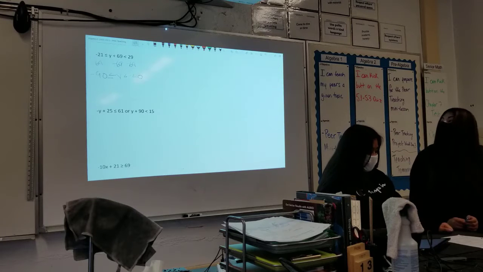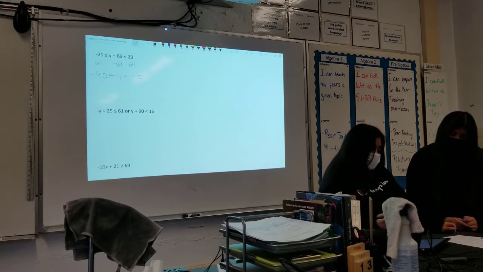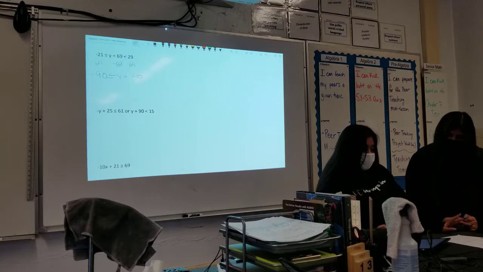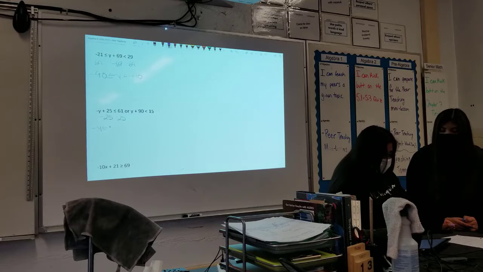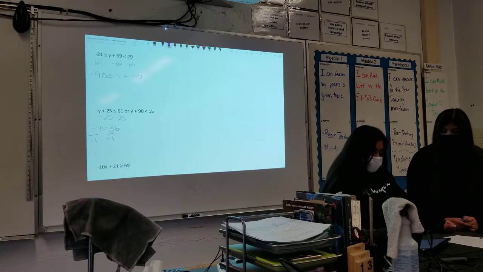Okay, the next one is an OR problem. So this is negative y plus 25 is less than or equal to 61, or y plus 90 is less than 15. For this side, you're going to subtract 25 on both sides, and you're going to be left with negative y is less than or equal to 36. Then you're going to divide by negative 1, and since you're dividing by a negative, you have to switch the symbol. Then you're left with y is greater than or equal to negative 36.